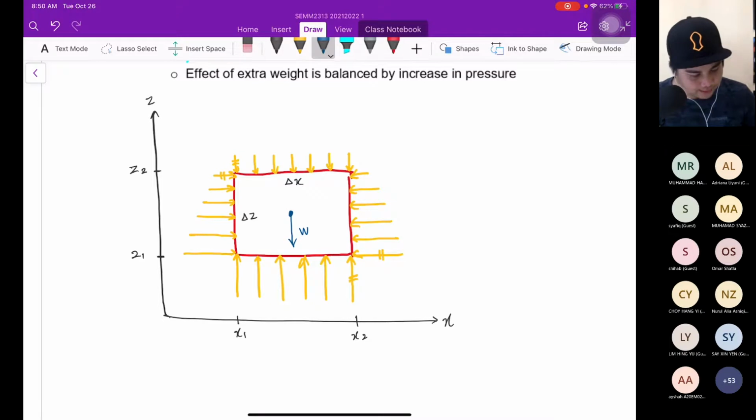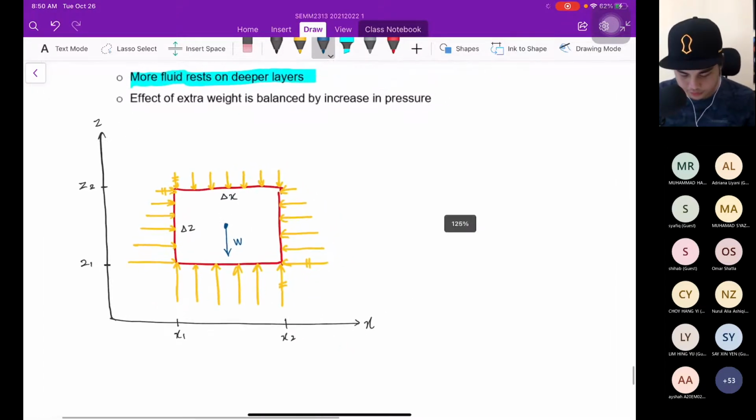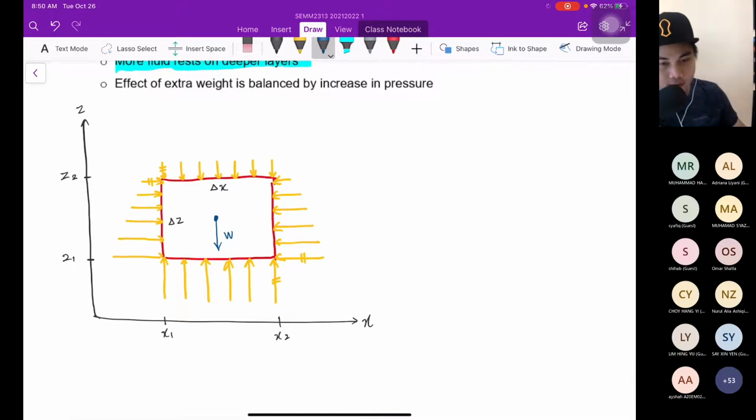Okay. This is the same thing again. What do you think of the force in the horizontal? Do you think it will change in the horizontal direction? No, right? The force in the horizontal direction will never change. It is identical. All right.